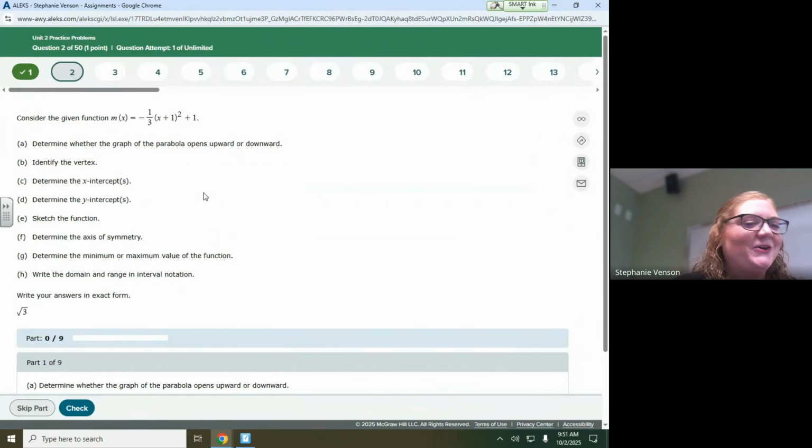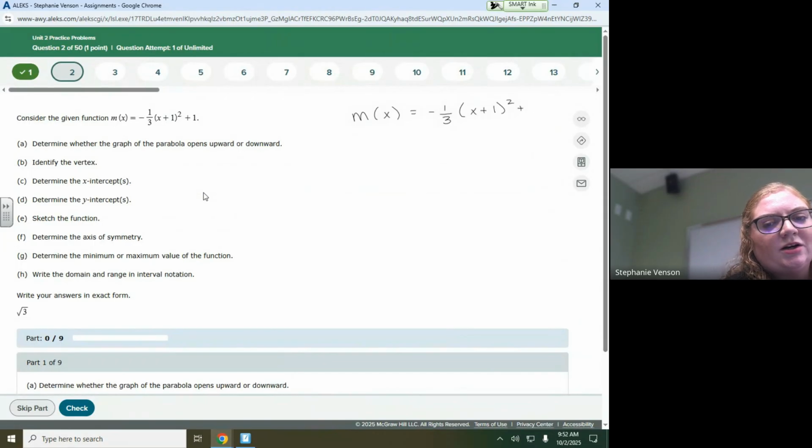So let's do 2 though. Let's have one more practice of the long one because, you know, the more the better. Okay, so determine whether the graph of the parabola opens upward or downward. I am just going to write it so, because as I scroll, it'll come with me if I write it. M of x equals negative 1/3 times x plus 1 squared plus 1.